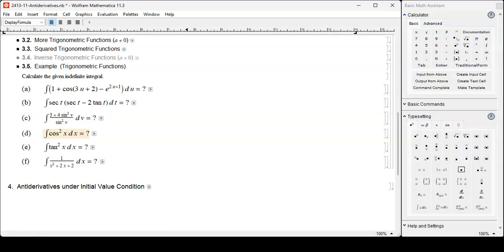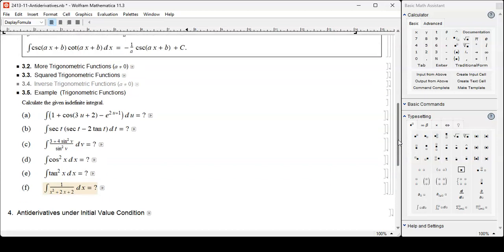Yeah, we have a problem that requires some power reduction formula. Another one. And then, oh boy, yeah, this is gonna be something special. Let's see, enough time for maybe just one problem. Okay, let's go ahead and do this.